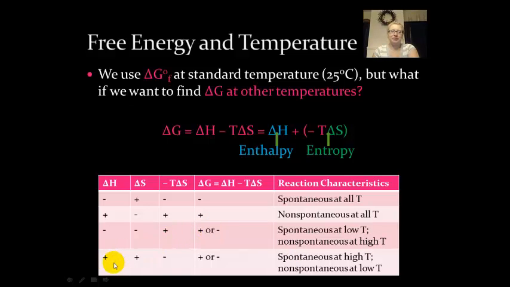And also confusing is if we have an endothermic reaction, but we're becoming more random. Unfavorable, favorable. This will only be spontaneous at high temperatures and non-spontaneous at low temperatures. You must know this chart.